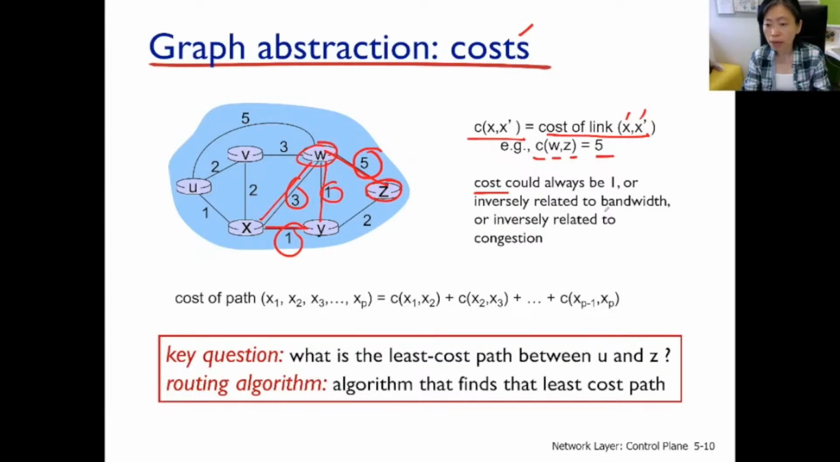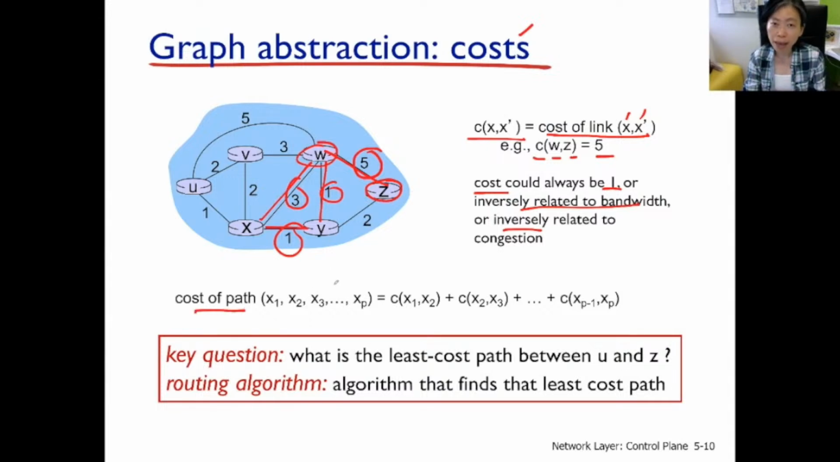For example, set it as the inverse of the bandwidth available. You can also set it to the inverse of the traffic level. You could also set it simply to a constant, such as 1, where every link costs the same, 1. So that is link cost.